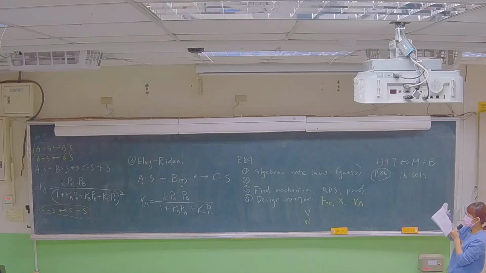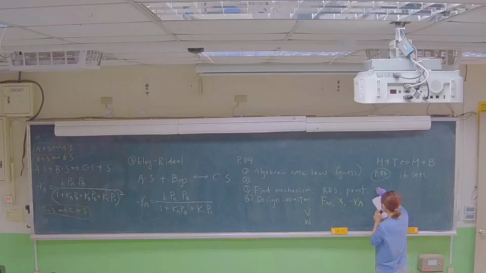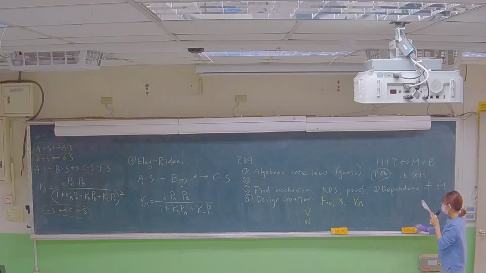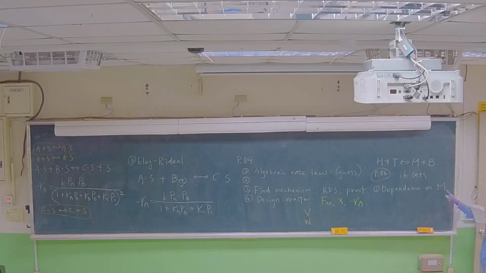Yeah, you can read this sentence by yourself later. So let's go to slide 87. Slide 87, the first one, dependence on the product methane. Okay, so the first one we want to see the dependence of rate law on methane. That is the first one. So here, I want to use round 1 and round 2.